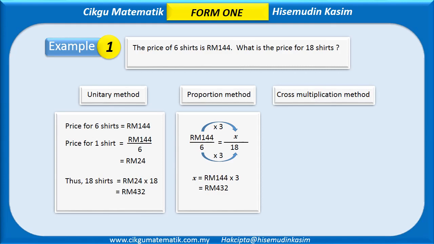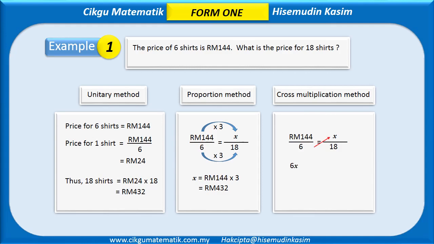Cross multiplication method. 144 ringgit over 6 equals x over 18. 6x equals 144 times 18. x equals 144 ringgit times 18 divided by 6 equals 432 ringgit.